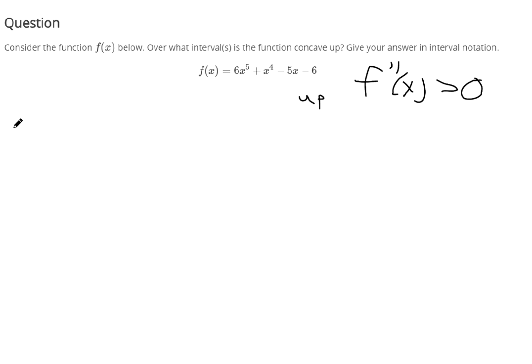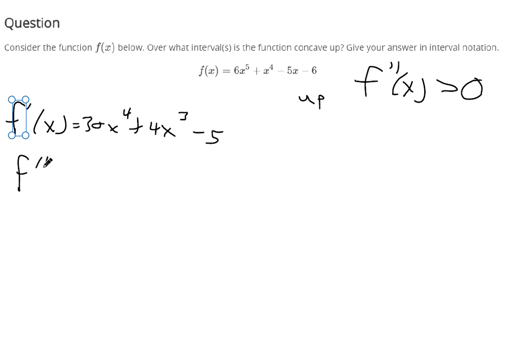So what we need to do is first find the second derivative. The first derivative is 30x to the fourth plus 4x to the third minus 5. So here's the second derivative. And the derivative of -5 is just 0.